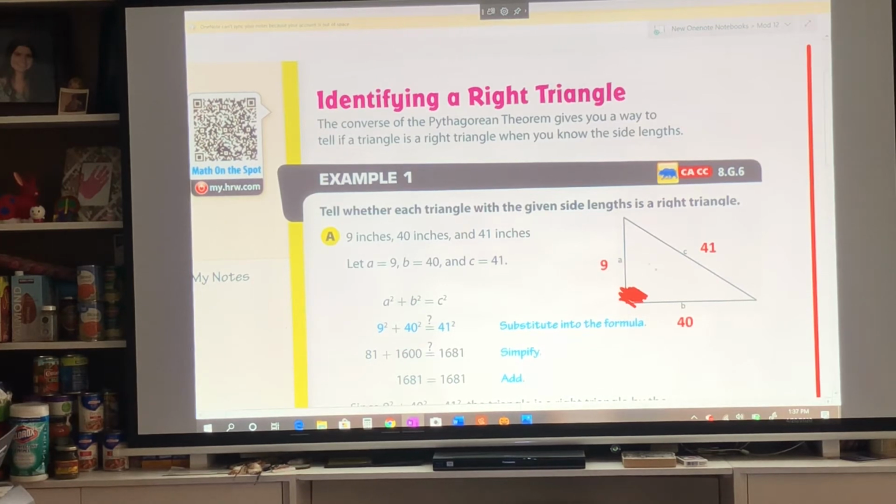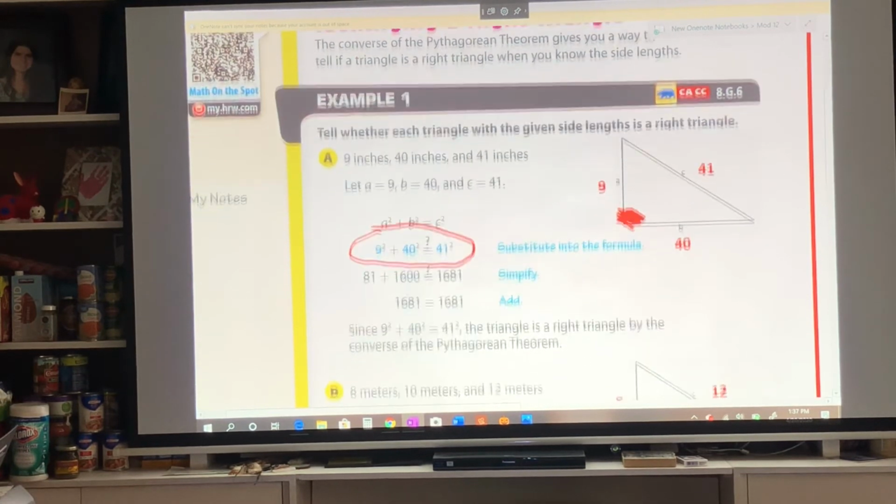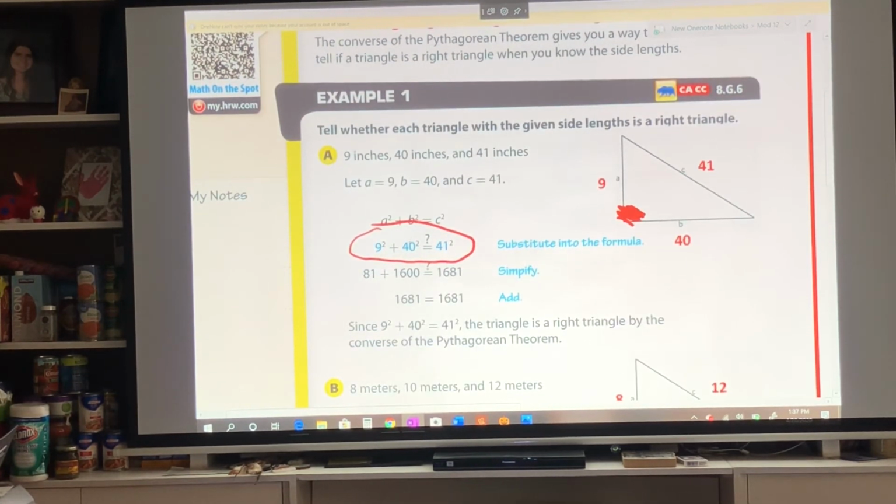You have 9, 40, and 41. See how they plugged all three sides in here? Then do the math. 9 squared, 81. 40 squared, 1600.